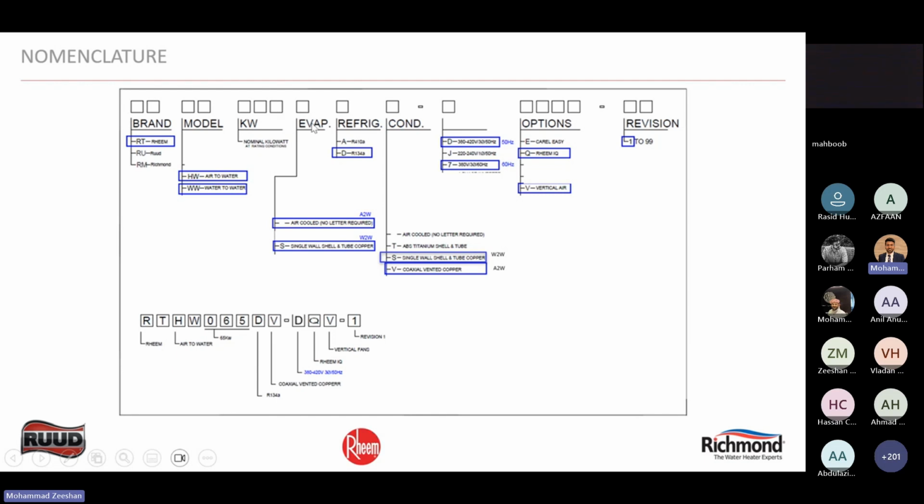We have evaporators. What is the type of the evaporator? Based on that, you have the nomenclature here. We have refrigerant, and then after that we have the condenser. So the type of condenser also defines the nomenclature here. If it's a single wall shell and tube, as in the case of water to water, or a double walled condenser tube, the nomenclature is defined here. In case of an air to water, you will have it written as V because we use a coaxial vented copper condenser. Then different terminologies for voltages as well as some of the accessories that will come with the heat pumps itself.